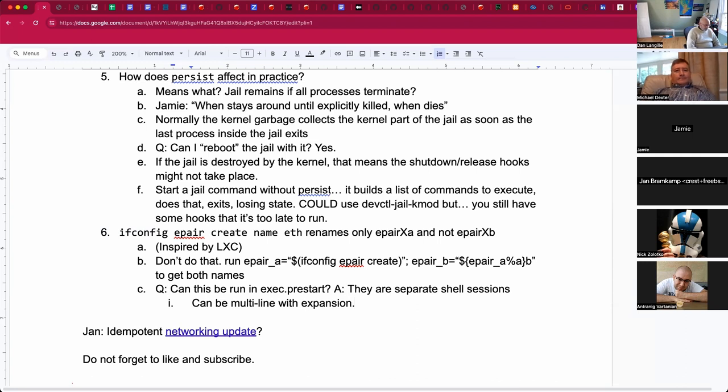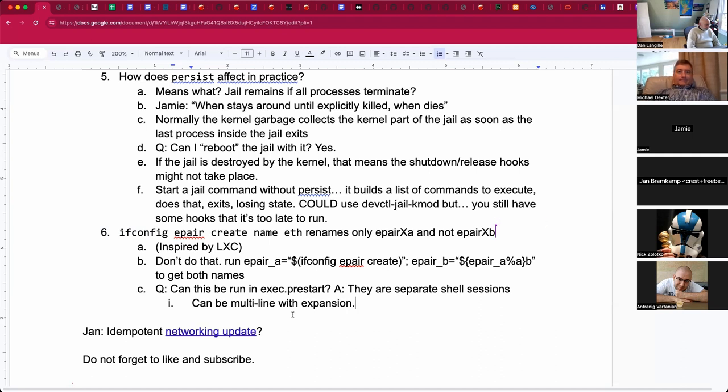Mm-hmm. And Jan, do you have an example of multi-line config for pre-install? Yeah, lots. Just check the minutes for all my crazy jail.conf examples. Basically, all of them make use of multi-line. Got it. Exec hooks. I'll add one in there. So basically, what is important is that it is a single string, but the string can contain inner newlines.